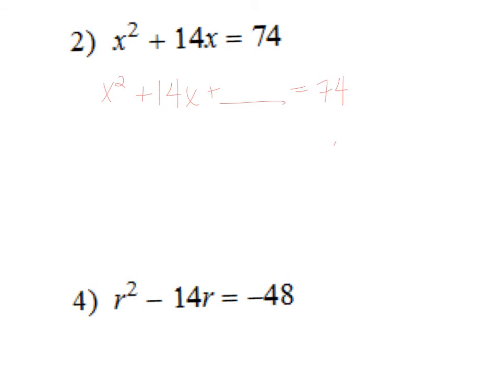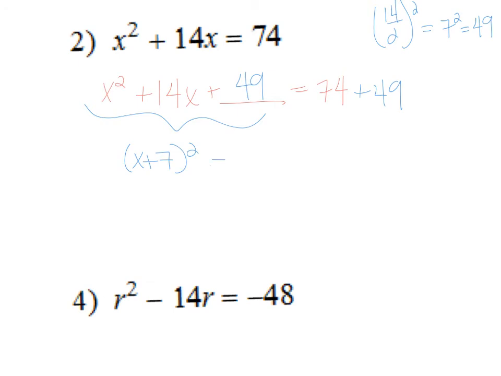I know from my last problem, it's going to be 14 over 2 squared, which ends up equaling 7 squared, which equals 49. So I'm adding 49 to each side. I know that this is a perfect square of x plus 7 squared, okay? But 74 plus 49 is 123.